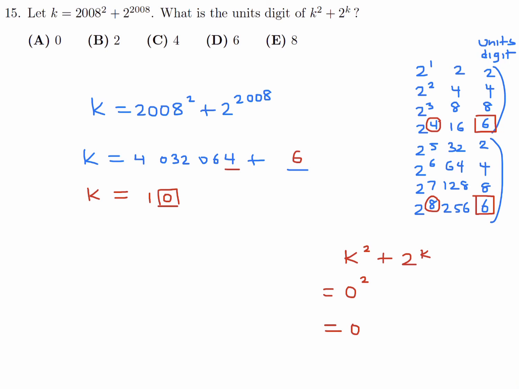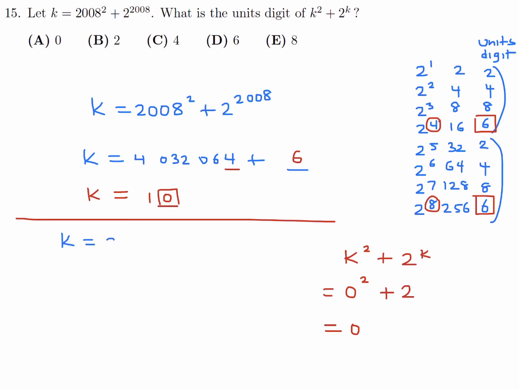Now, I've got to figure out 2 to the power of k, what is the units digit? But that is a little bit trickier, right? Because I've got to figure out where in this pattern does k lie. Is it a multiple of 4? Is it not? Is it a multiple of 4 minus 1? You know what I mean? Like 3 is a multiple of 4 minus 1. Is it a multiple of 4 minus 2, which would be 2? So that's the next part of this question. And that can be done fairly quickly also.